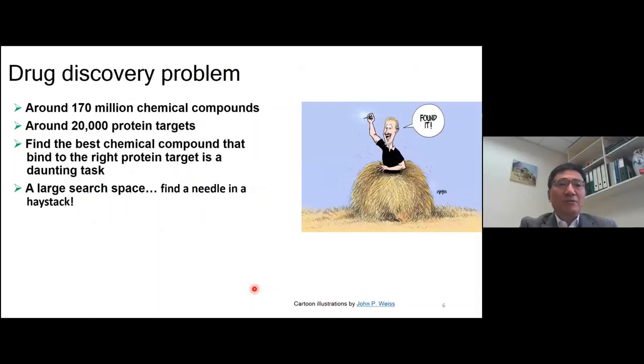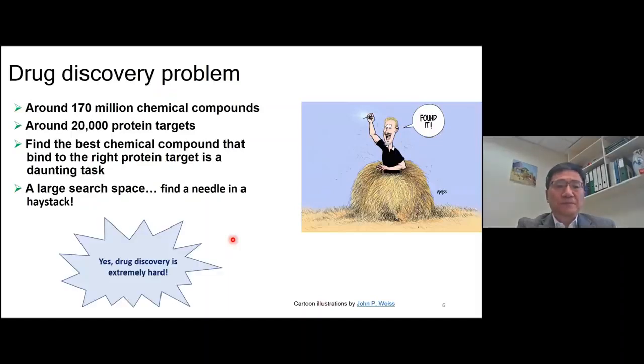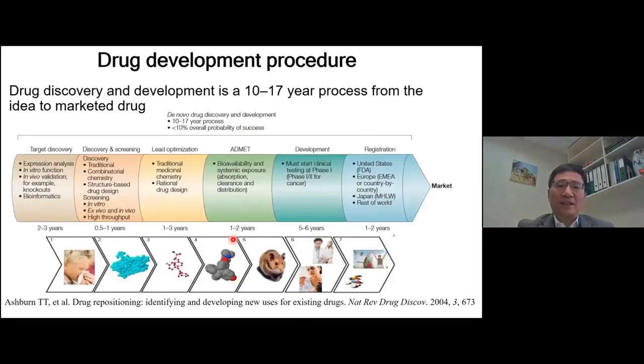Around 170 million chemical compounds, and we have about 20,000 protein targets. So finding the best chemical compounds that bind to the right protein is a very tedious and very difficult job. We need a large search space, and we are finding the needle in the haystack, as I showed you here. So drug discovery is extremely hard and takes a much longer time. These are the slides I showed you on how difficult drug discovery is.